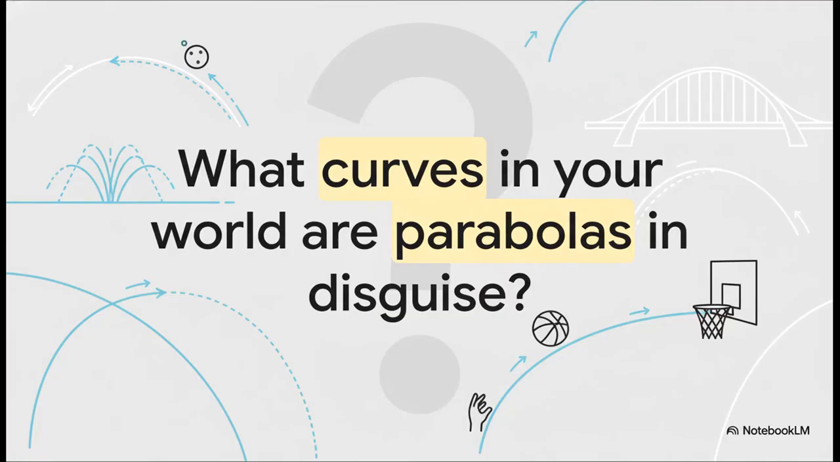So now you have the tools, the basic blueprint, the controls to move it anywhere, and the secret code to predict its behavior. The next time you see a curving bridge, a water fountain, or even just a bouncing ball, ask yourself, could that just be another parabola in disguise?